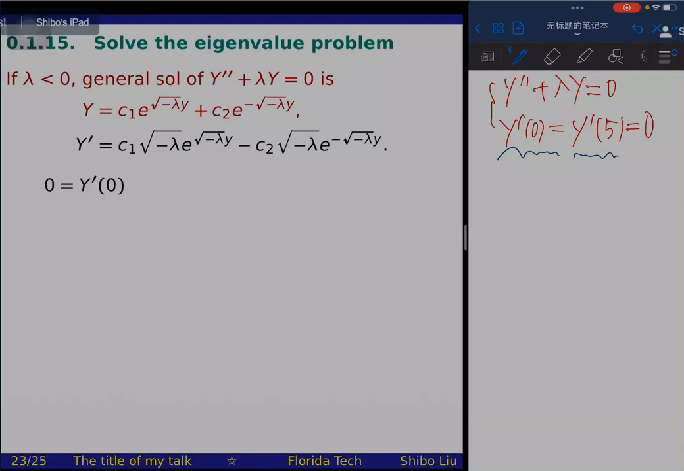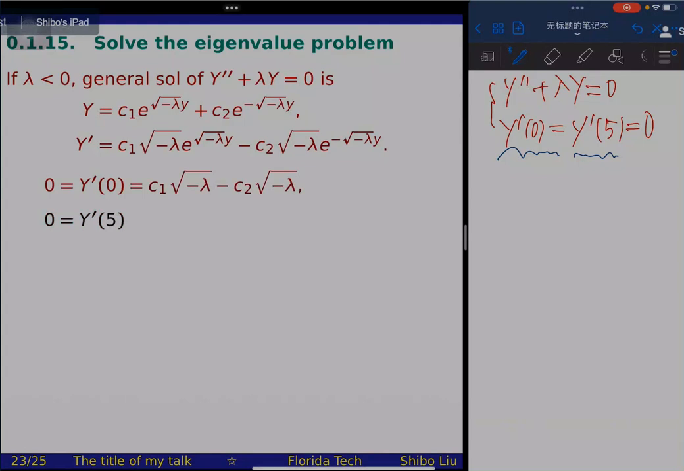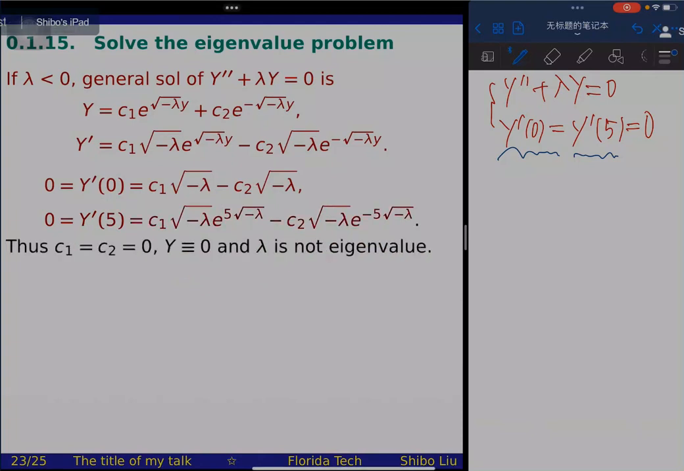Then applying the boundary condition, Y prime 0 is 0. So substituting y by 0 in the expression of Y prime, we get Y prime 0 is this. Okay. Similarly, for y equals 5, we also have this equality. So from these two equalities, we see that C1 and C2 are both 0. This means that capital Y is 0. Therefore, when lambda is negative, the eigenvalue problem only has the zero solution, which means that lambda is not an eigenvalue.